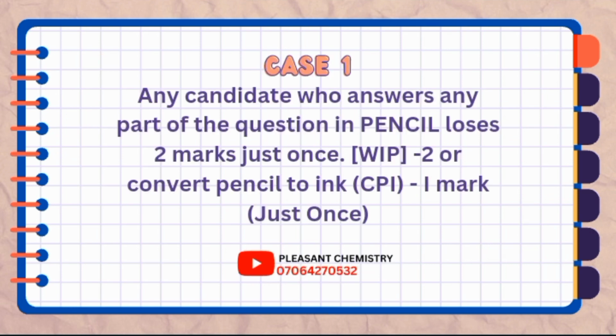Case 1. Any candidate who answers any part of the question in pencil loses 2 marks just once. Now, what this case 1 is trying to say is that when you are drawing your tables of value, your TITRE value, you should not write in pencil, because writing in pencil will attract a penalty of -2 marks, which means always write with pen, not with pencil. Writing with pencil will attract -2 marks.